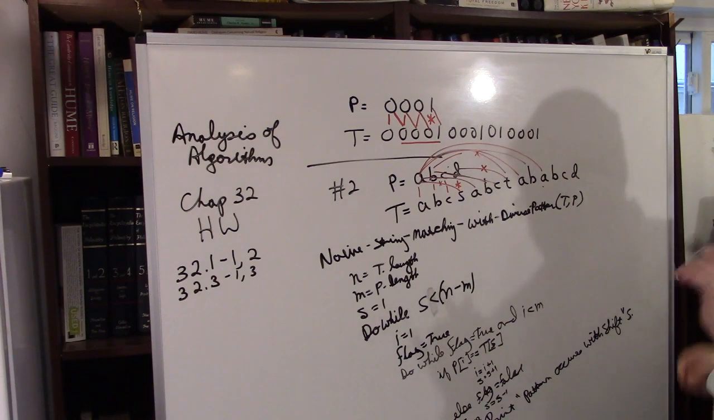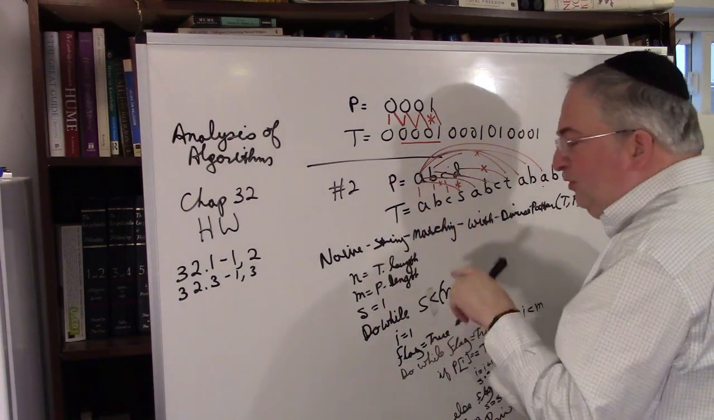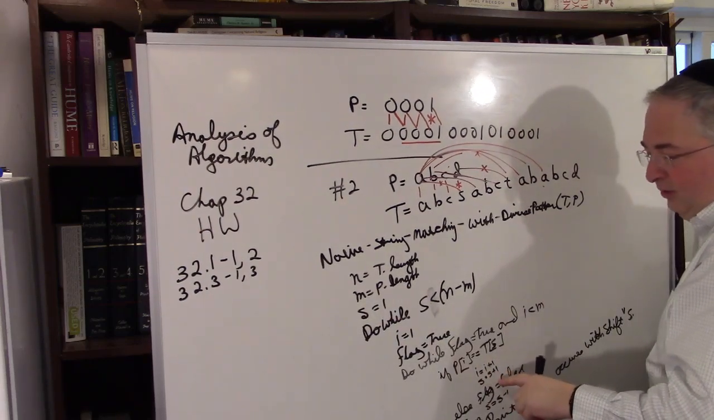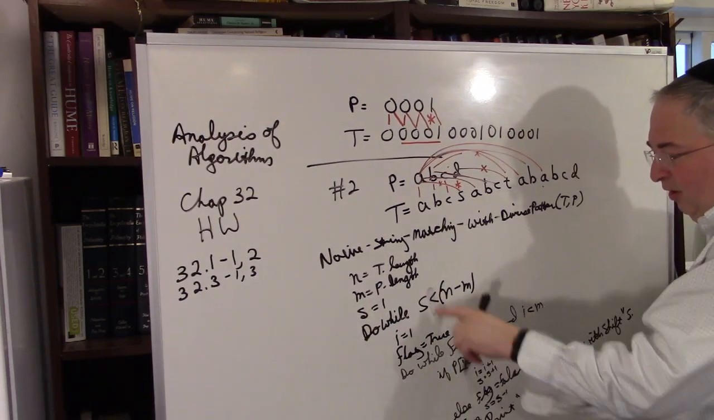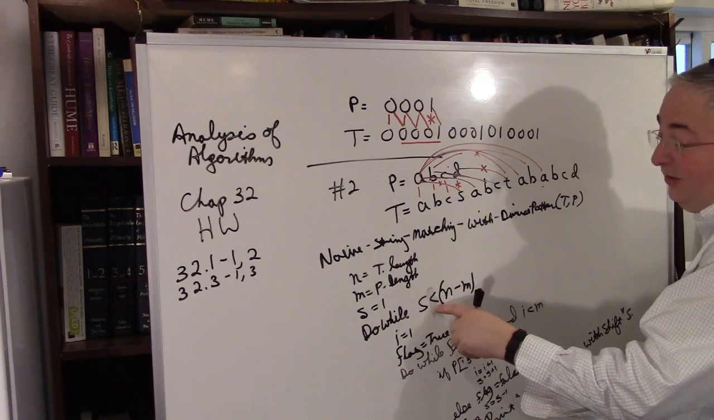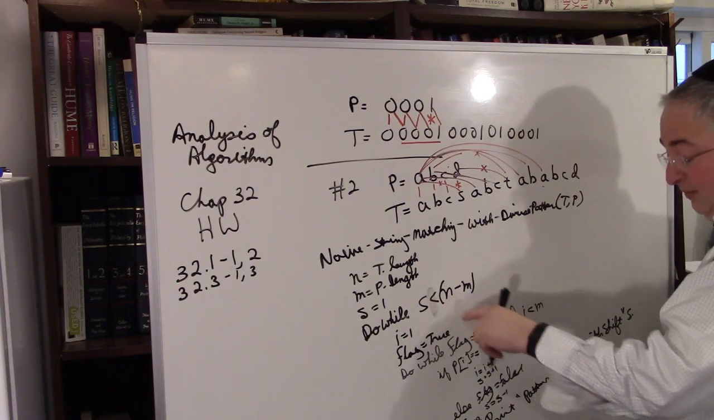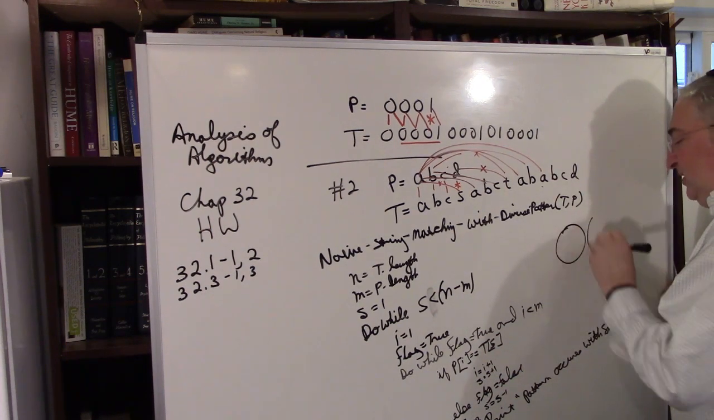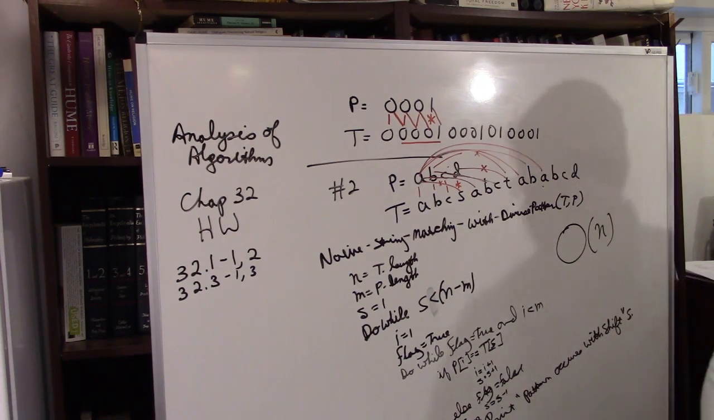The main point is how well does this algorithm work? Well, S starts at 1, and S just keeps on incrementing. You're basically doing this over and over until S gets to n minus m, but it sometimes has to back up. Basically, it's O of n, where n is the length of the text.